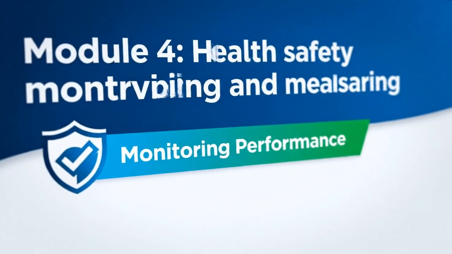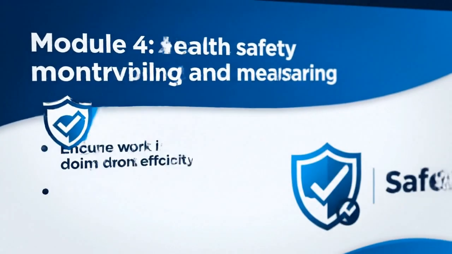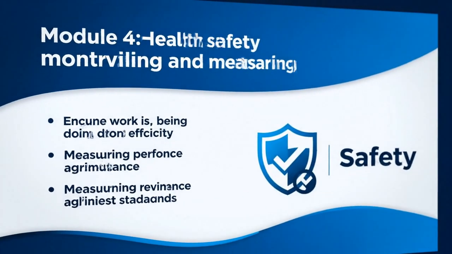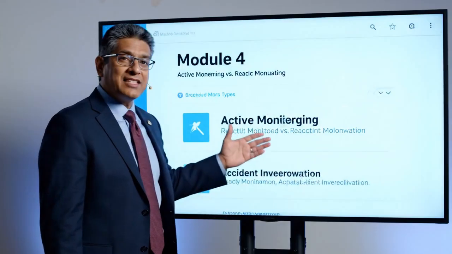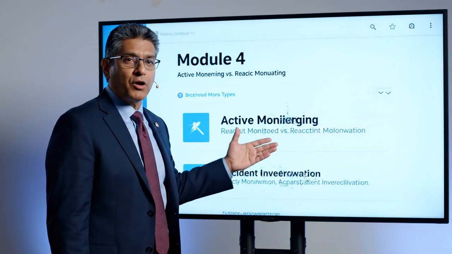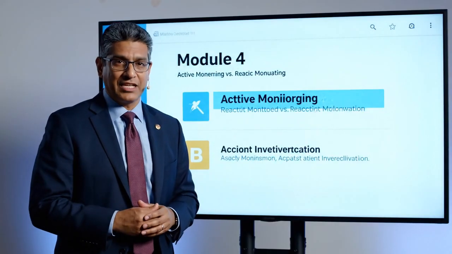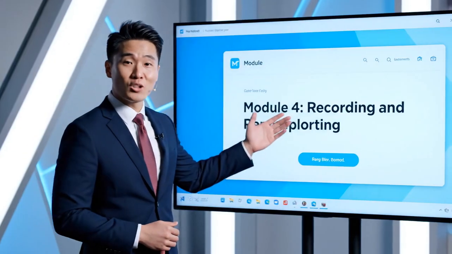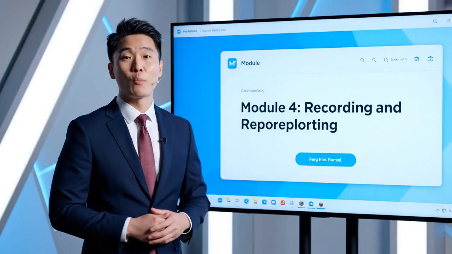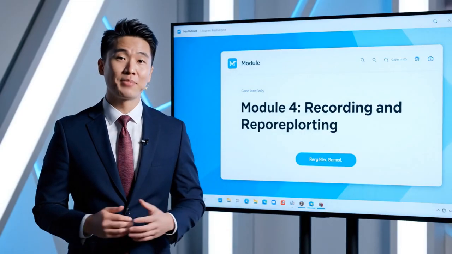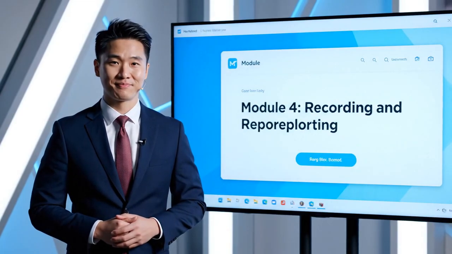Module 4 deals with monitoring and measuring performance to ensure work is being done effectively. We will discuss the difference between active monitoring and reactive monitoring, such as accident investigation. This section also covers recording and reporting procedures, wrapping up the IG1 syllabus.